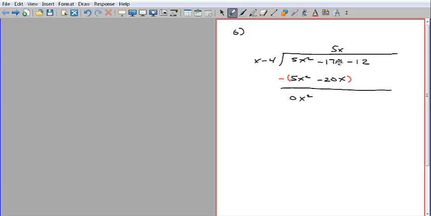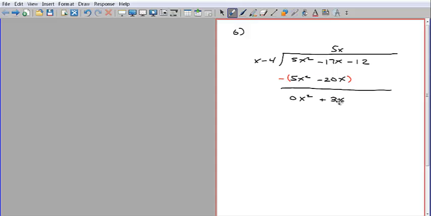And here we have negative 17x, and then we have negative times a negative. So we're really adding 20x. So 20x minus 17x is going to be positive 3x. Okay, so that's the first step.